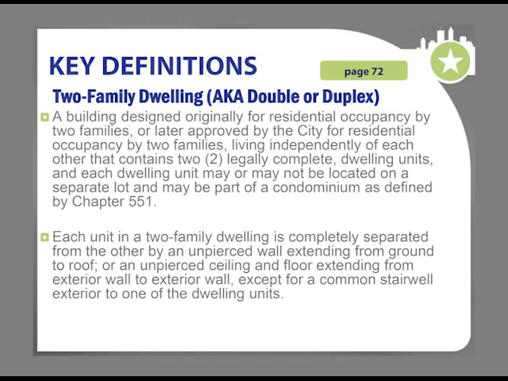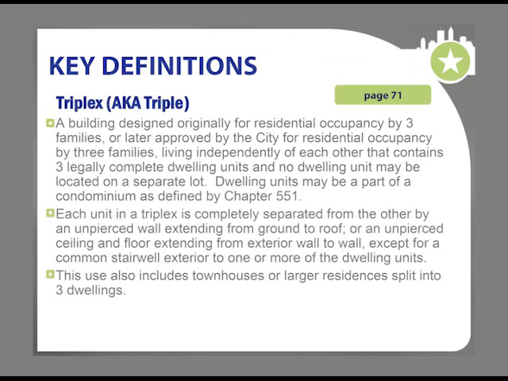This is where you have two dwelling units that share a common wall, are connected to each other, but they are completely separate from each other. A key provision on the double or two-family dwelling is that each dwelling unit may be on the same lot or they can be on separate lots. That's a key distinction. The important thing to remember is that with a double, they are completely separated from each other by an unpierced wall.